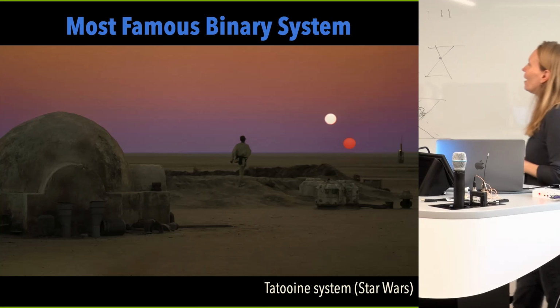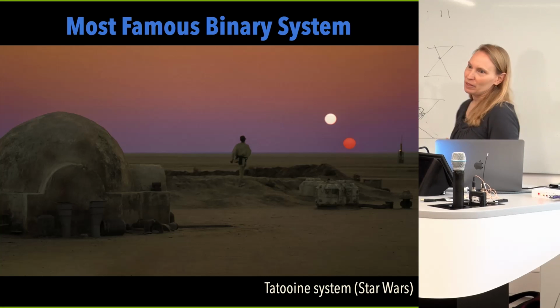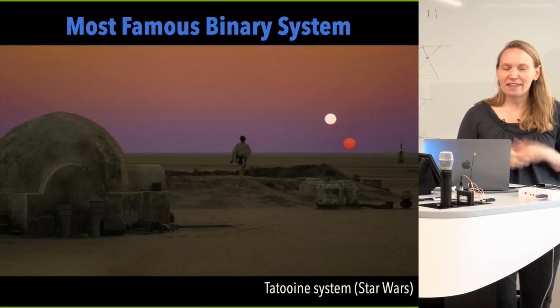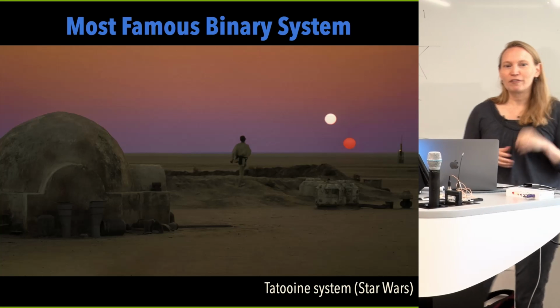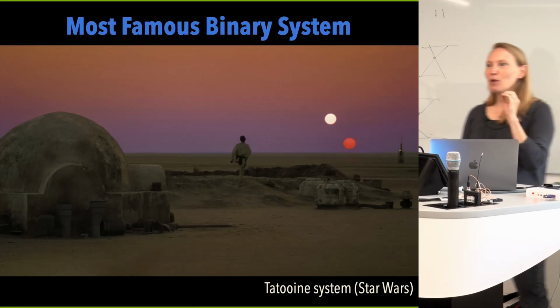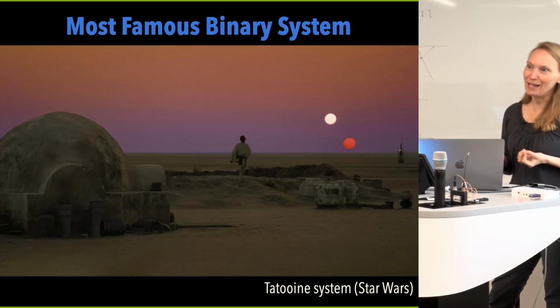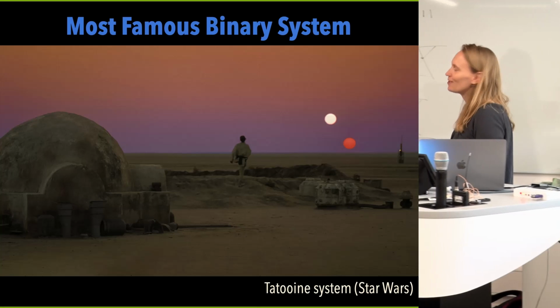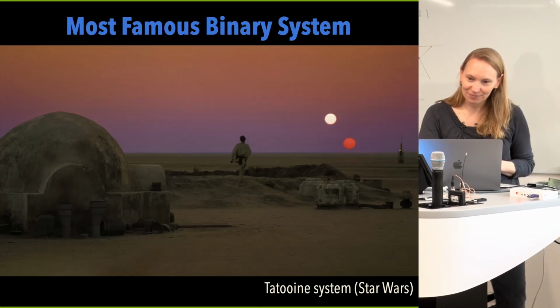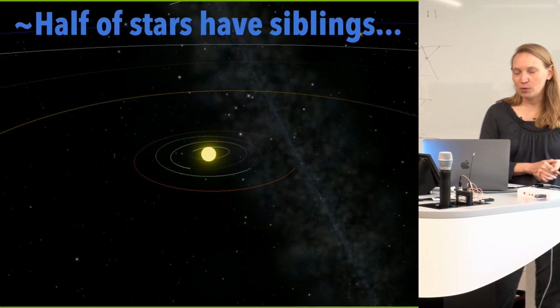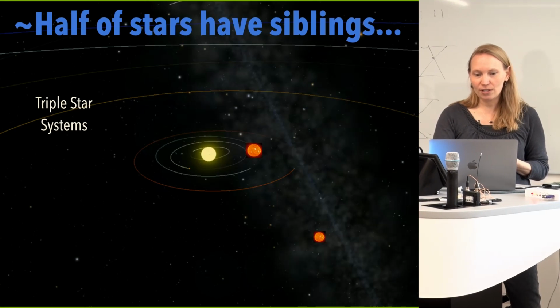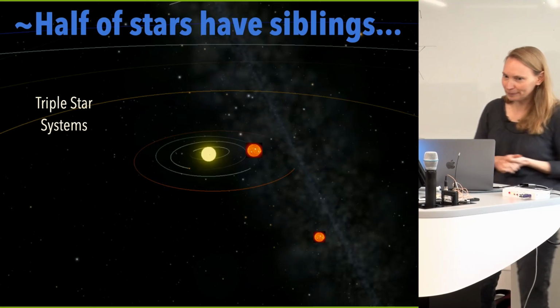Of course, the most famous one, particularly if you've been keeping up on your Star Wars, is the Tatooine system. And I think this comes from the 1970s. And at that point, the idea of a planet in a multiple system was science fiction. But today, we know quite a number of planets that are in multiple systems. So that's pretty exciting. All right, so what about other architectures? We have triple star systems.